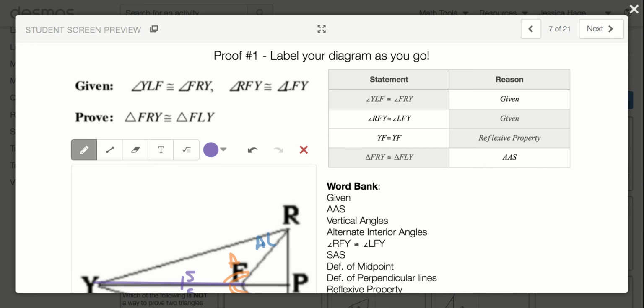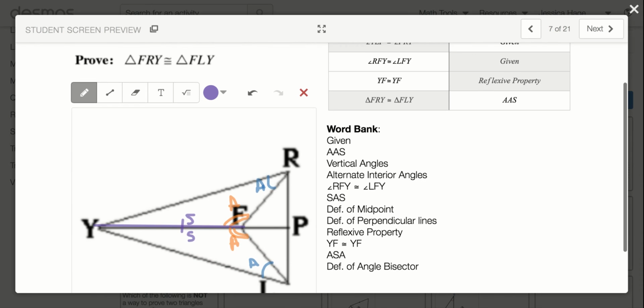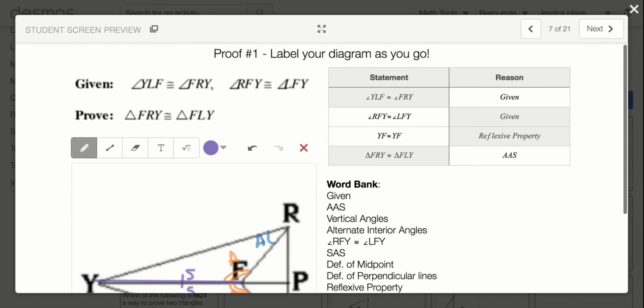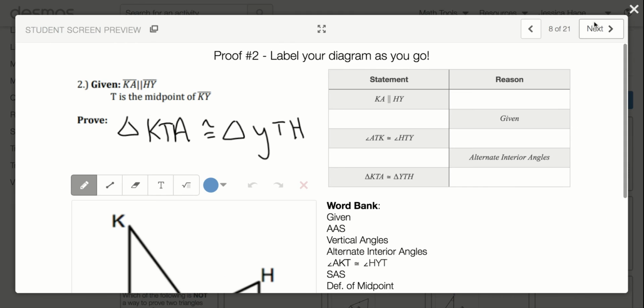And then we have our proof filled in. Make sure you have both. Proof number 2. There's a little tiny mistake on here with a step that is missing, but we will get through. So the first two are always given, so make sure you have those, and then we're going to mark them in the picture. T is the midpoint of KY, and they will be in your word bank as well.